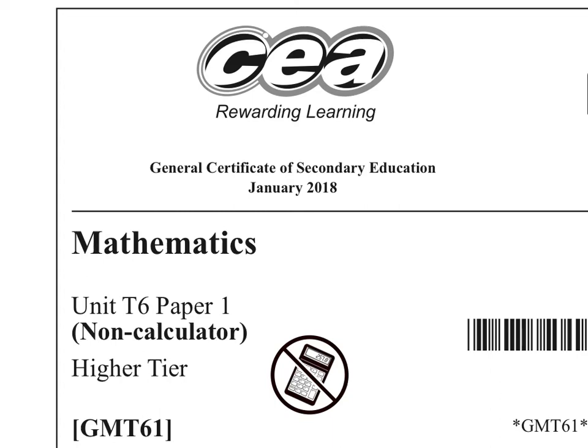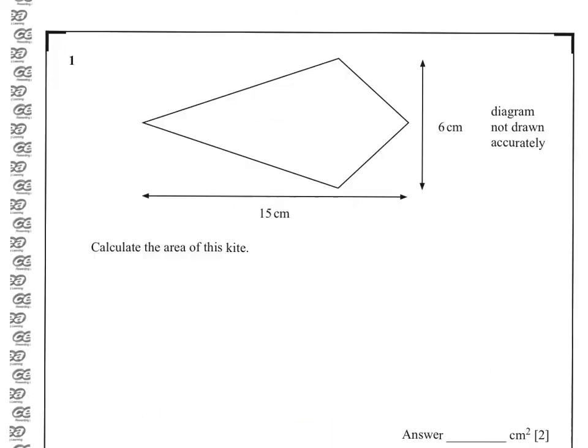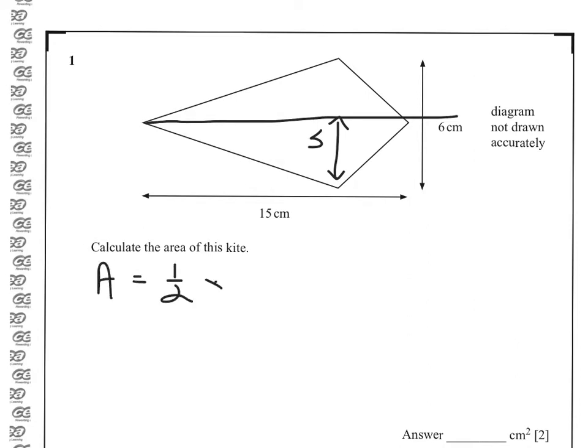T6, January 2018, non-calculator. Consider the kite as two triangles which are identical. The height of the triangle will be 3. So the area of one triangle is half the base times the height, which gives us 45 divided by 2.